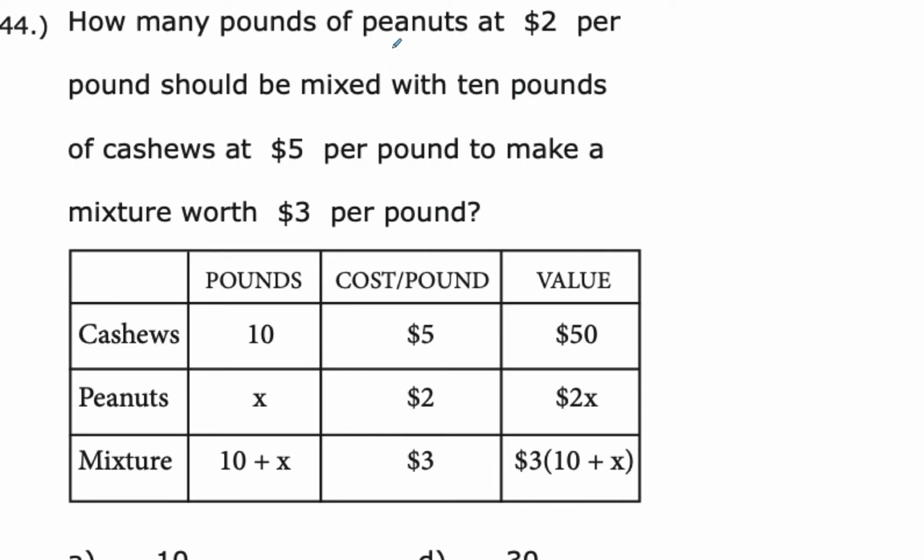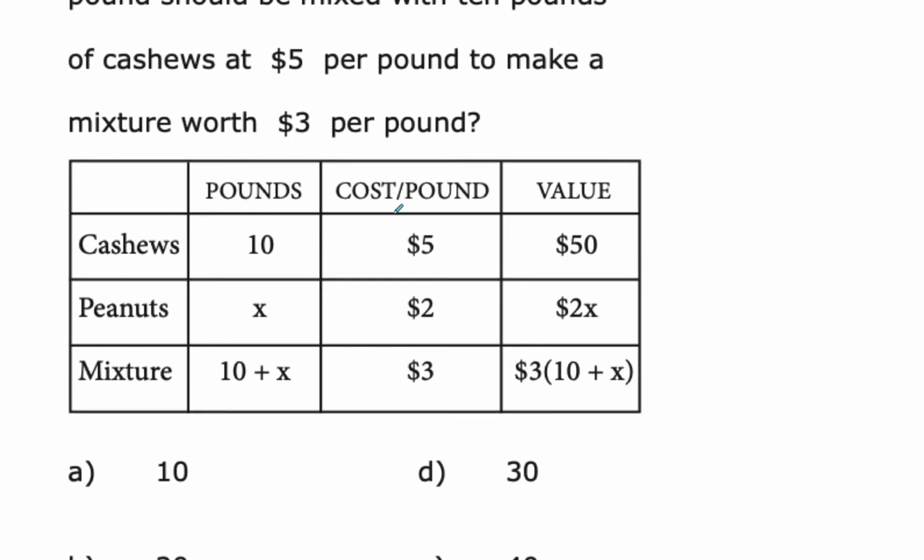How many pounds of peanuts at $2 per pound should be mixed with 10 pounds of the cashew at 5 pounds to make the mixture that is worth $3 per pound? So what they have done was they gave us these values on this table very nicely.